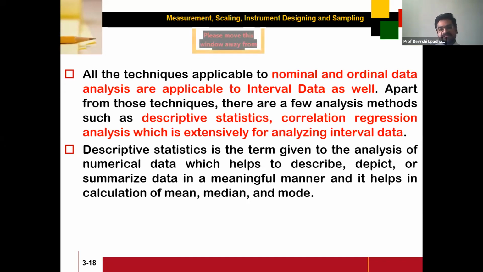So, descriptive statistics is the term given to the analysis of numerical data, which helps to describe, depict, or summarize the data in a meaningful manner. Ultimately, you are just describing the data that you have collected, and which descriptive statistics analysis tool you have implemented. Ultimately, you are just describing the data that you have collected.